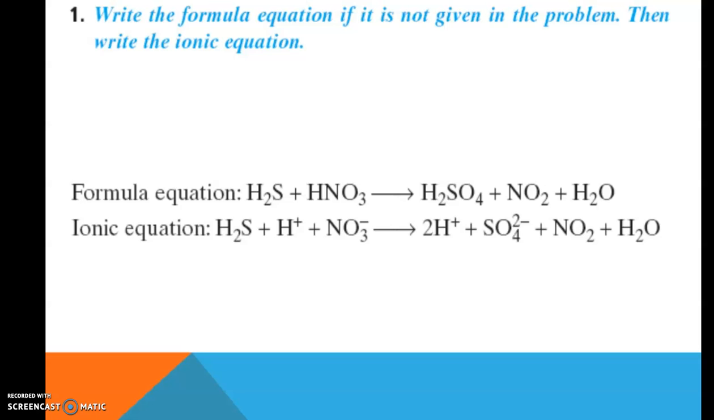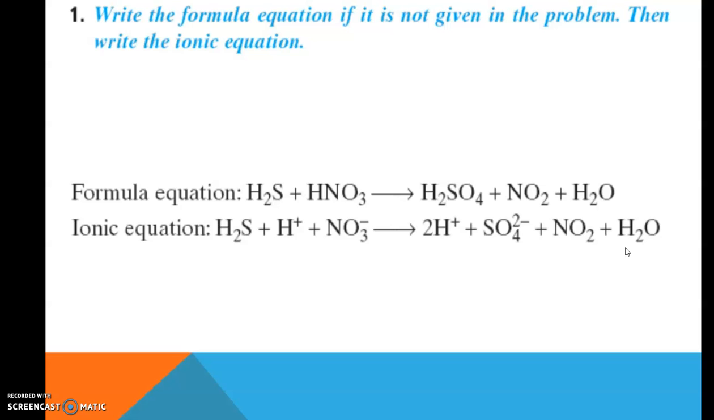And the second step is write the ionic equation. So here we can see HNO3 is in ionic form. So what will be the ionic form of HNO3? That is H+ and NO3-. And H2SO4 will be 2H+ and SO4 2-. NO2 and H2O will be the same. So this is the ionic equation.